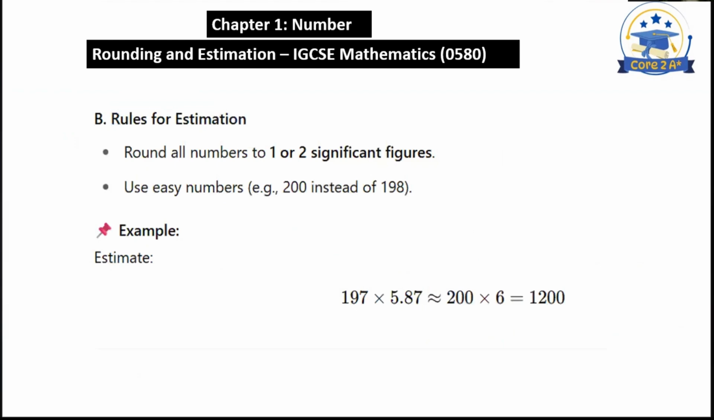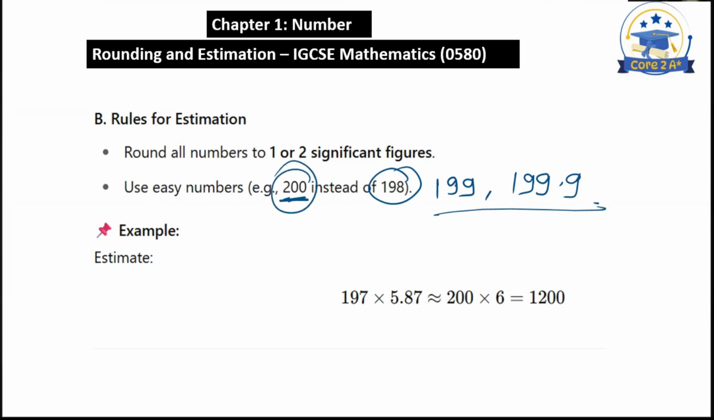What is the rule for estimation? Round all numbers to 1 or 2 significant figures. Use easy numbers. Use 200 instead of 198, 199. Suppose 199.9, you have to use 200 for easy calculation.